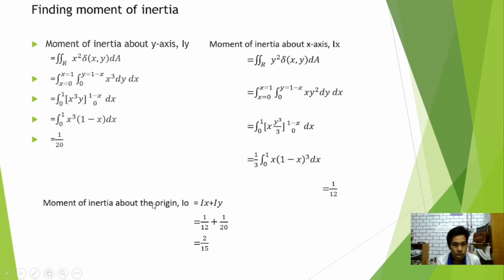And last step, we find the moment of inertia about the origin. The formula is moment of inertia I_x plus I_y. So we got 1 over 12 plus 1 over 20, and we got the answer 2 over 15.